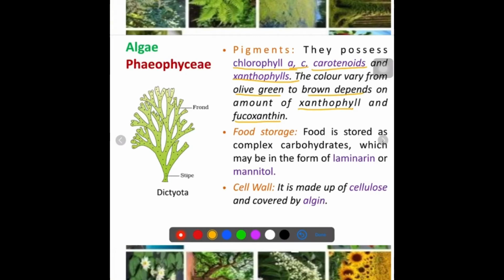Here the food is stored in the form of complex carbohydrate, like laminarin or mannitol. Whereas in the green algae, the food is stored in the form of starch or oil droplets. Here the cell wall is made up of cellulose, but this cellulose is covered by a hydrocolloid material called algin, because they are living in the sea water.